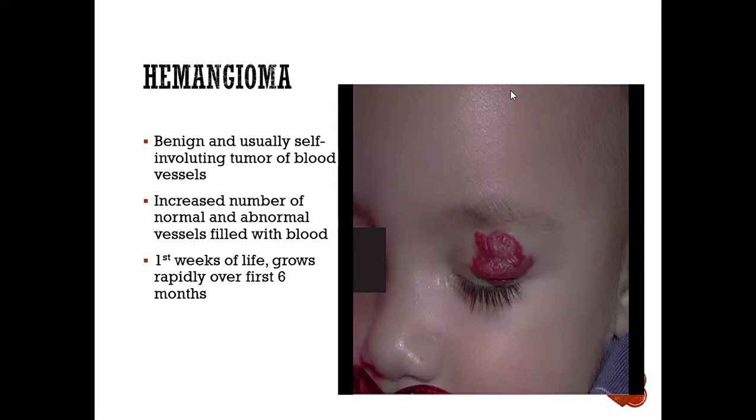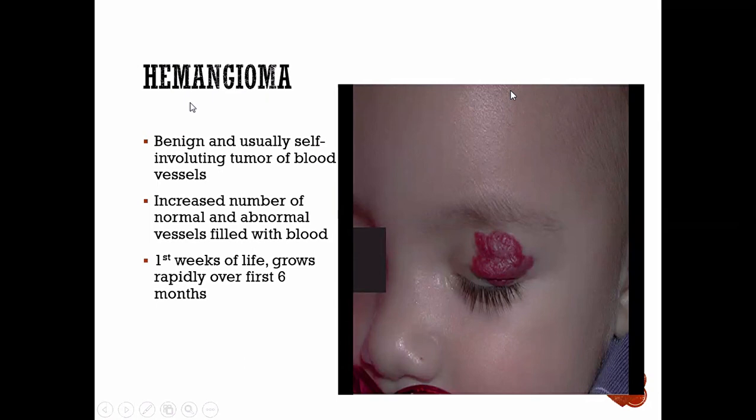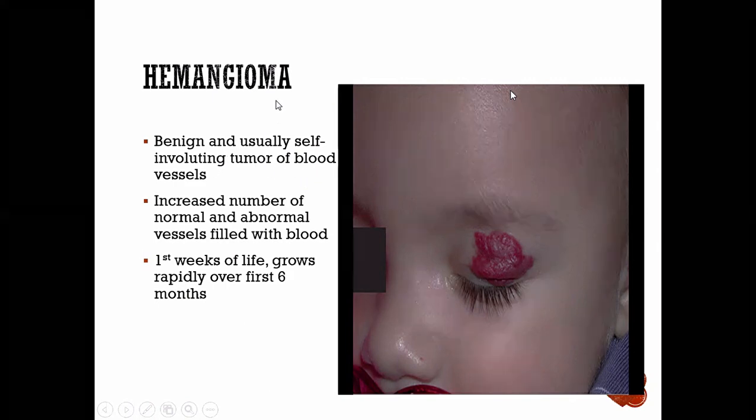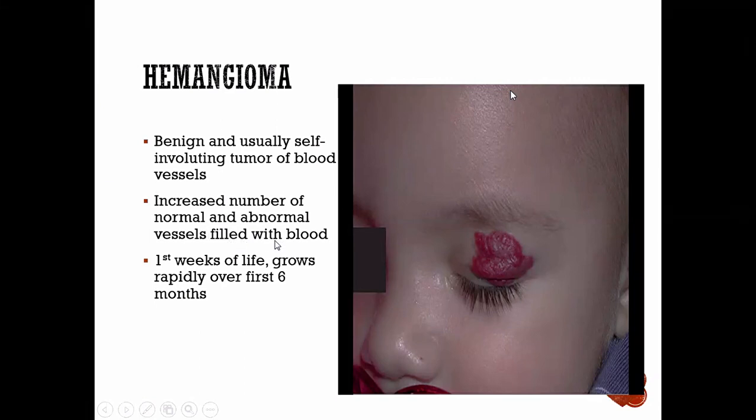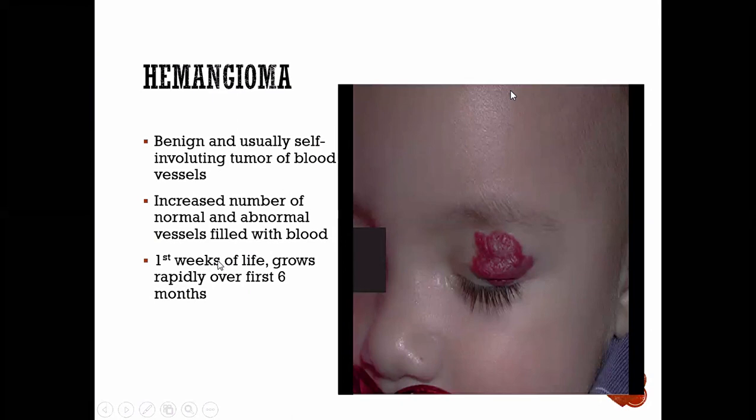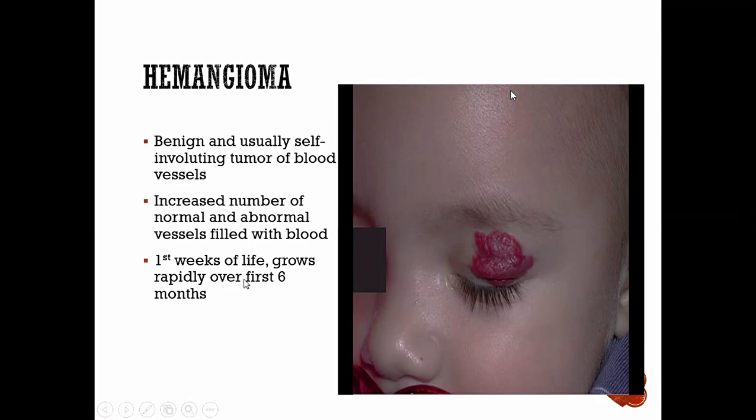Hemangioma. It is not like make up or anything. It is a benign and usually self-involuting tumor of blood vessels. There is an increased number of normal and abnormal vessels filled with blood. In the first week of life you can see them, and it grows rapidly over the first 6 months. Call that hemangioma.